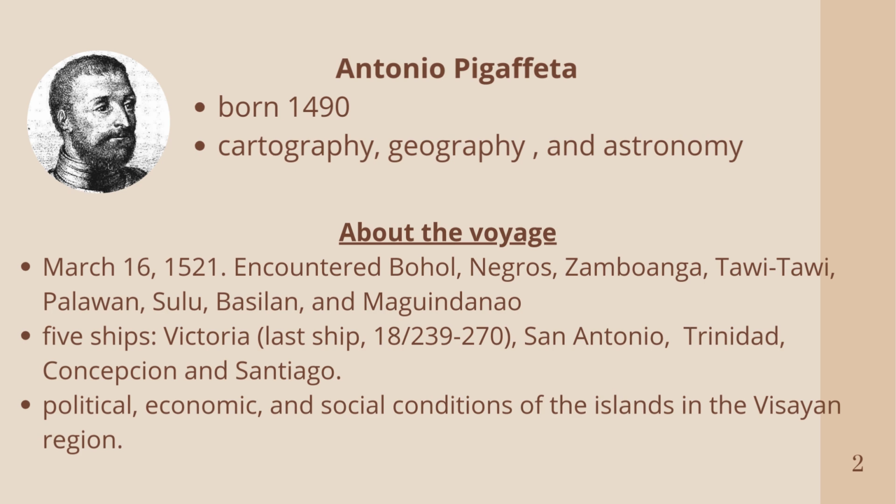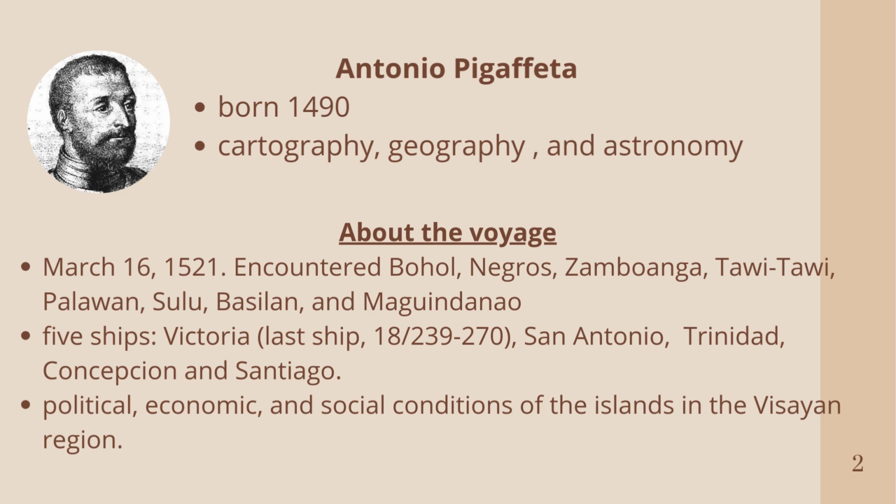So about the voyage, here is the clickable. You have this underlined about the voyage, so you can see here the route of the expedition. On March 16, when they reached the Philippines, they encountered Bohol, Negros, Zamboanga, Tawi-Tawi, Palawan, Sulu, Basilan, and Maguindanao. With 5 ships, Victoria being the last remaining ship that successfully returned to Spain. 18 out of 239 to 270 members returned. The other ships were San Antonio, Trinidad, Concepcion, and Santiago.